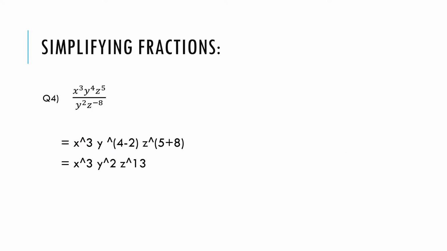Let's have a look at another question. Simplifying the fraction: x cubed y^4 z^5 over y squared z^-8. So x to the power 3, y to the power 4 minus 2, and z to the power 5 plus 8. When the minus 8 goes into the numerator, it turns into plus 8. So x cubed, y^(4-2) is y squared, and z^(8+5) is z^13. This is our answer.